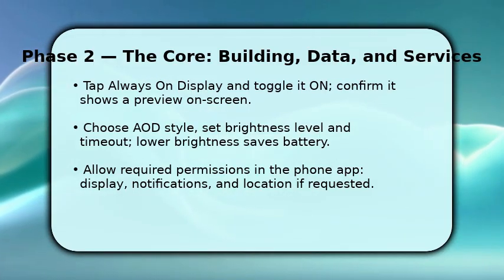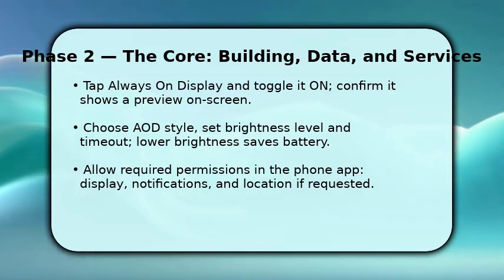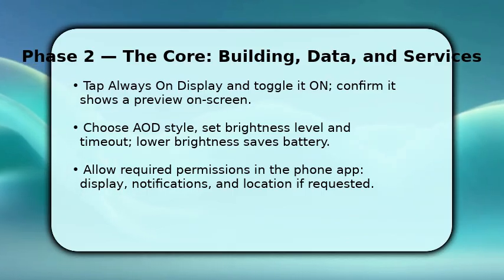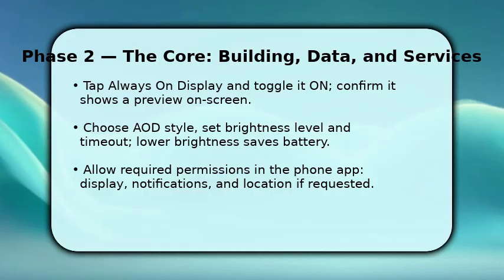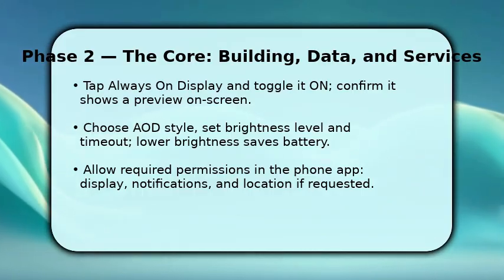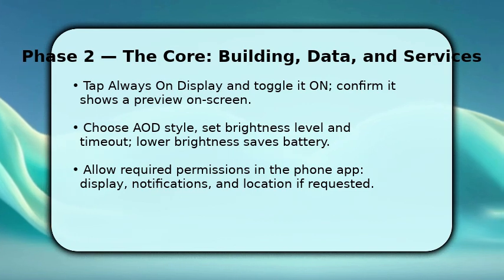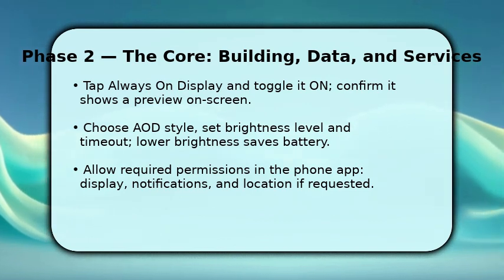Set brightness lower than active mode to balance visibility and battery, and pick a timeout or schedule if available. Make sure the companion app granted necessary permissions for notifications and data sync, because AOD can depend on those settings. Doing this ensures you control both appearance and power impact before finalizing.